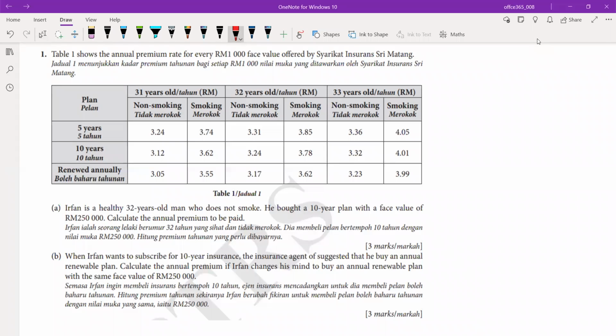Irfan is healthy, 32 years. So this is something that they give you the table. You have to check lah. Does not smoke. All these things when you buy insurance, this is very related to you next time. Those who smoke one, of course, more expensive. Don't smoke, don't smoke. Okay, does not smoke. He bought a 10-year plan. Face value 250,000.